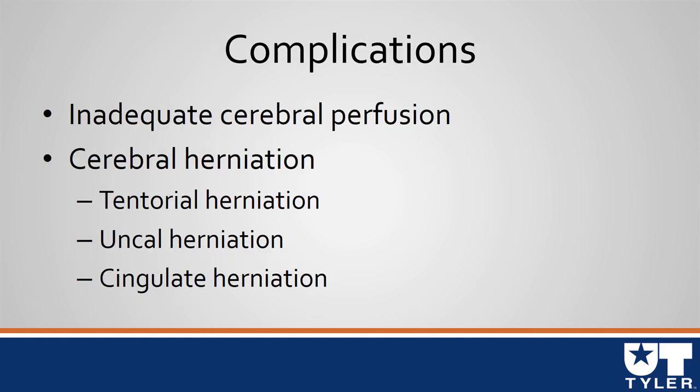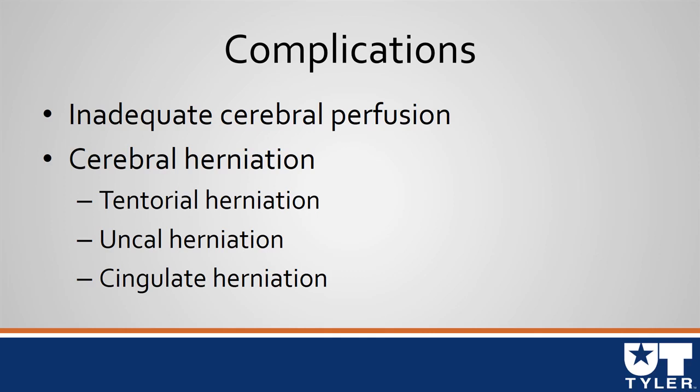The major complications of uncontrolled increased ICP are inadequate cerebral perfusion and cerebral herniation. To better understand cerebral herniation, two important structures in the brain must be described. The falx cerebri is a thin wall of dura that folds down between the cortex, separating the two hemispheres. The tentorium cerebelli is a rigid fold of dura that separates the cerebral hemispheres from the cerebellum. It is called the tentorium, meaning tent, because it forms a tent-like cover over the cerebellum.